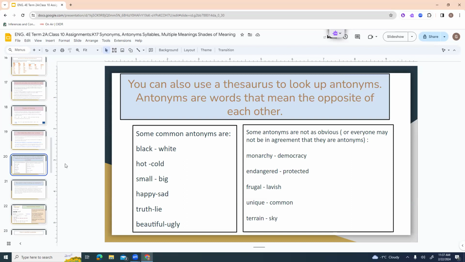So some antonyms are very obvious and everybody would kind of say the same ones, but the more complicated the word is and the meaning of the word, the less you can guarantee everybody's going to have the same antonym in their mind.